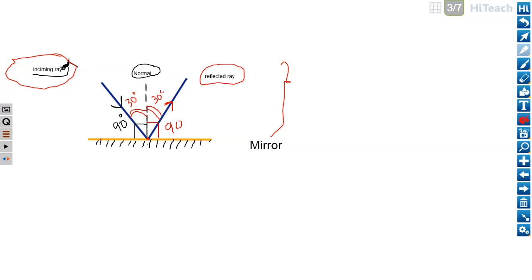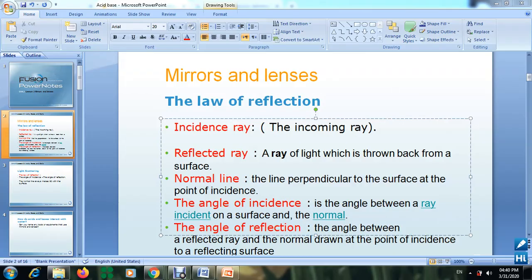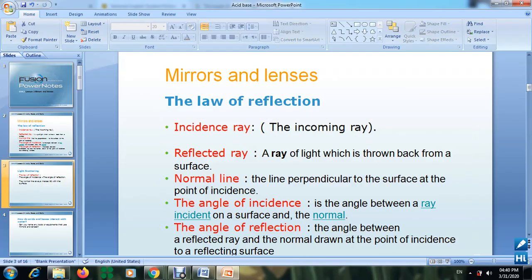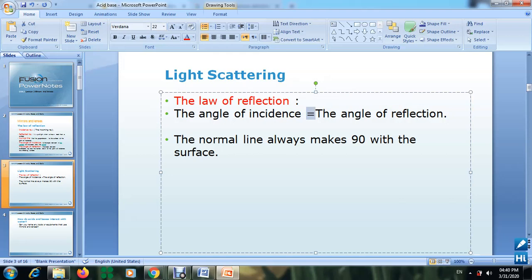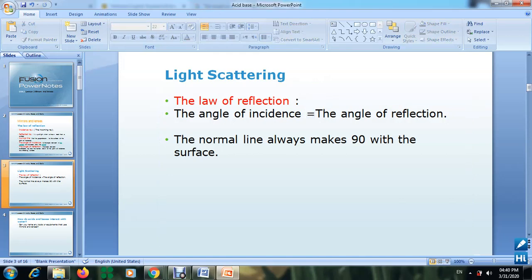So what is the law of reflection? The law of reflection says that the angle of incidence is equal to the angle of reflection. Okay, so this is the law of reflection.